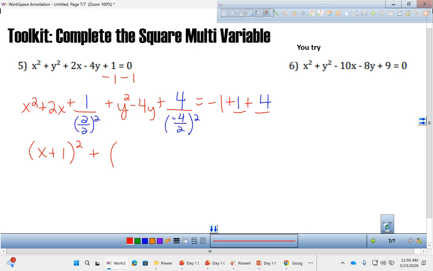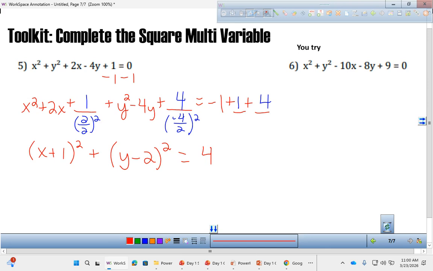Plus, what multiplies to +4 and adds to -4? -2 and -2, or y minus 2 squared. Notice I brought the minus down, and I took half of this number. That's consistent, always. It's the same process. And then the right-hand side, -1 plus 1 plus 4 is 4.